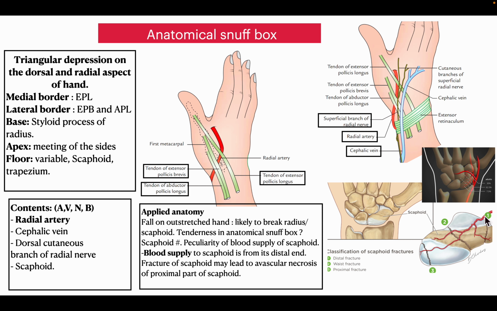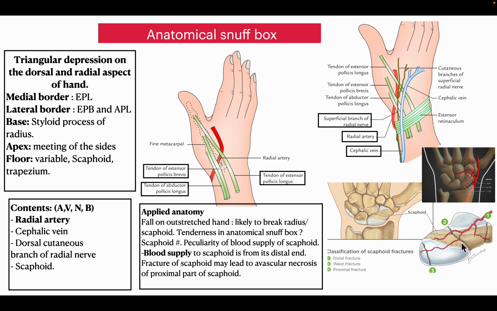But the main peculiar feature is that the radial artery supplying the scaphoid bone enters from the distal aspect, right? From the lower aspect. So from the distal aspect, it supplies towards the proximal aspect. So by chance, if there is a fracture, it can be a distal fracture, a waist fracture, or the third one, known as a proximal fracture.